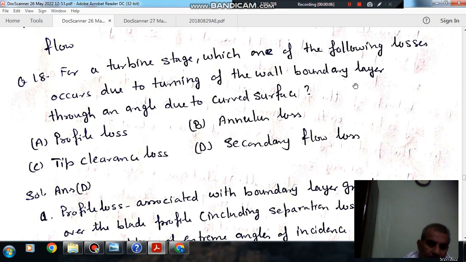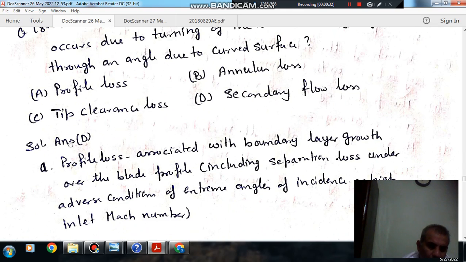Question number 18 is a turbine stage. Which one of the following processes occurs due to turning of a wall boundary layer through a curved surface? Option A, profile loss. Option B, annulus loss. Option C, tip clearance loss. Option D, secondary flow loss. So the answer is D. Let us discuss what these losses are.